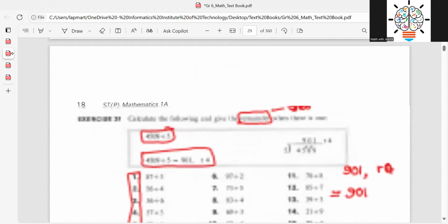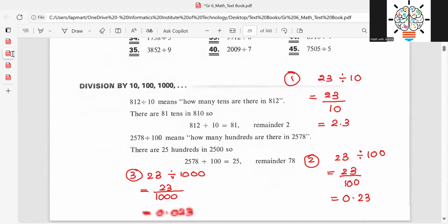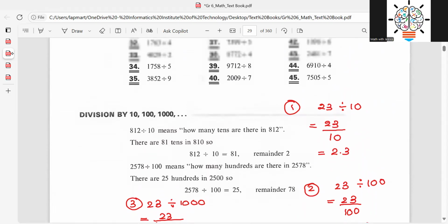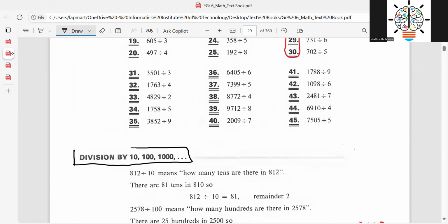So then here you have a few sums to do. And now division by 10, 100 and 1000. I will show you how to do this, right? Division by 10, 100 and 1000. Write down the next subtopic in black color. So after the division of whole numbers, you want to write down the subtopic division by 10, 100 and 1000. I will show you how it works.